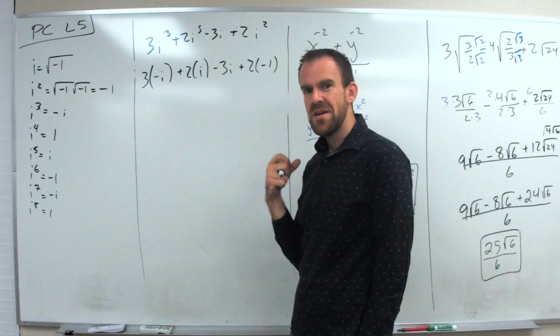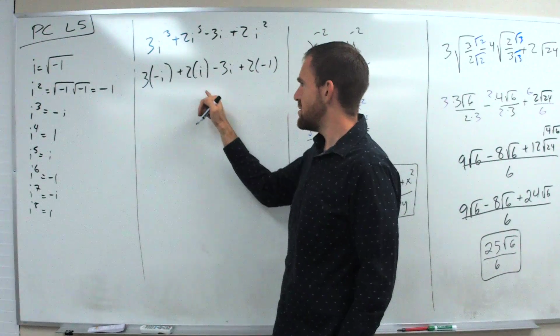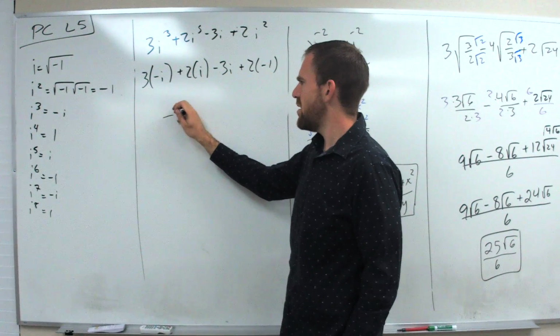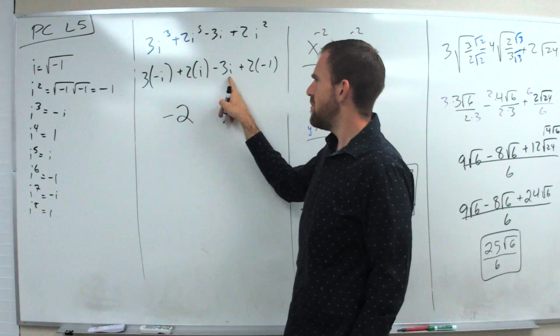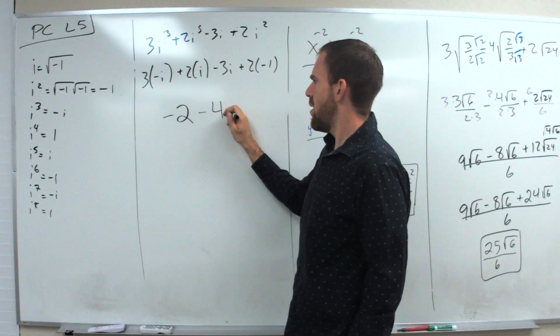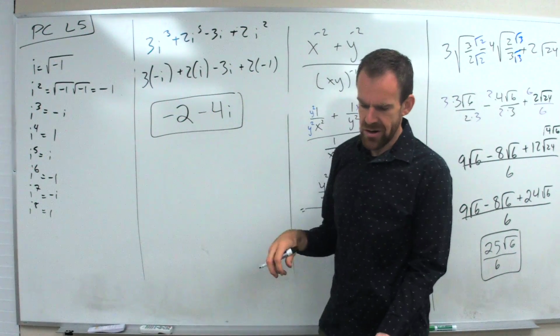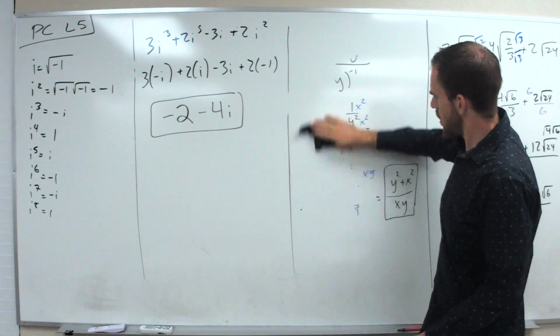Now from there, I'm going to add like terms. Our answer should always be real part plus imaginary part. That's how we write complex numbers. So that has an i, that has an i, that has an i. So this is going to be my first part, -2. And I have -3 plus 2, which is -1, minus 3 is -4. Right. That's your answer. Real part goes first, imaginary part goes second. If you do not do that, you will lose points.